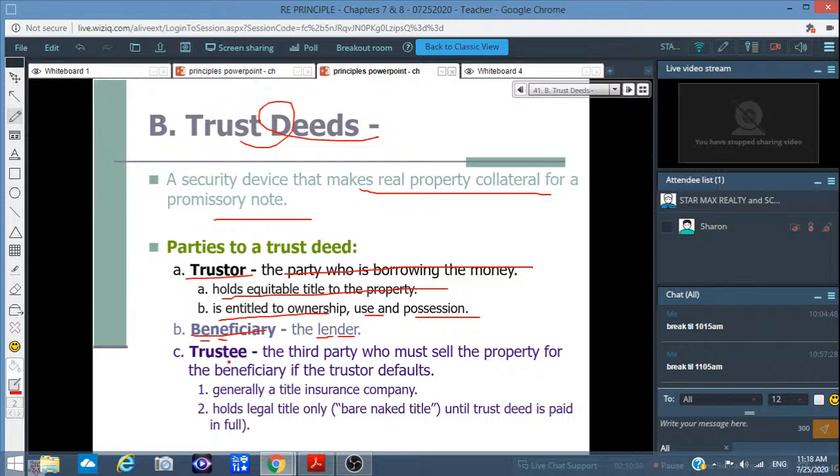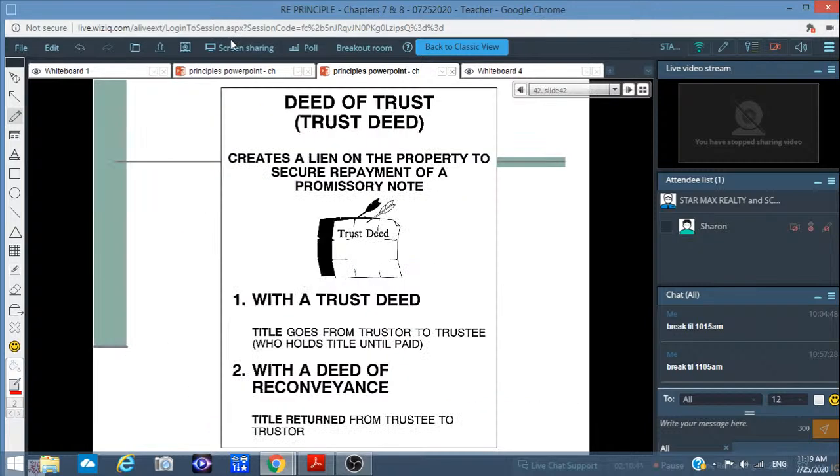The trustee is a third party. It works with the lender. In this case, they help the lender foreclose the property if the trustor, the borrower, the homeowner, doesn't pay. Generally a title insurance company is the trustee, and holds legal title only until the trustee is paid in full. It has the right to auction until you pay off. So a deed of trust creates a lien on the property to secure payment for a note. With the trustee, title goes from trustor to trustee.